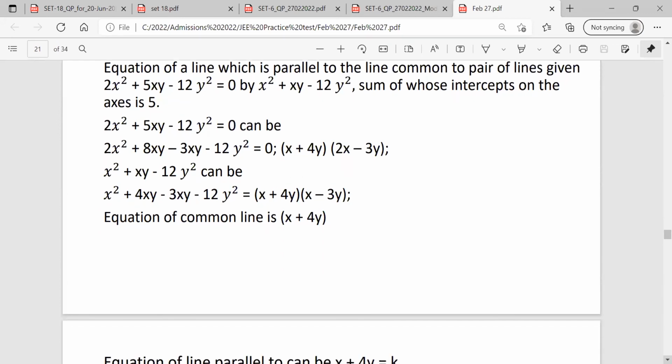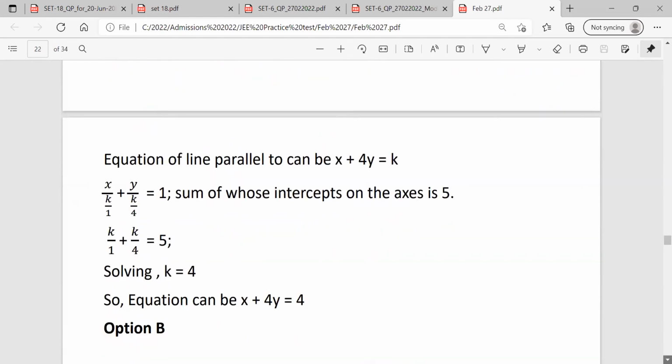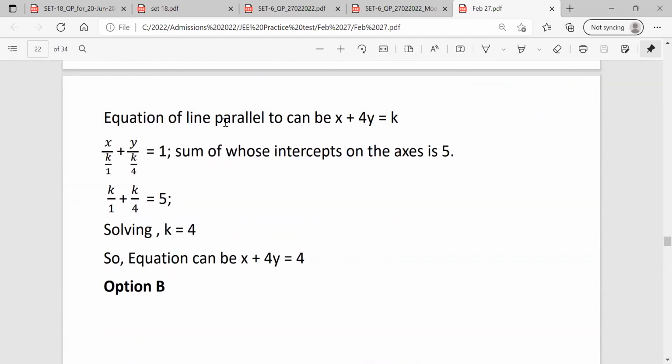Now the equation of the line which is parallel to it, we can write as x plus 4y is equal to k. And the sum of the intercepts is given as 5. So we can rewrite this equation x plus 4y equal to k as x by k by 1 plus y by k by 4 is equal to 5. From this, we can easily find the value of k. k by 1 plus k by 4 is equal to 5.